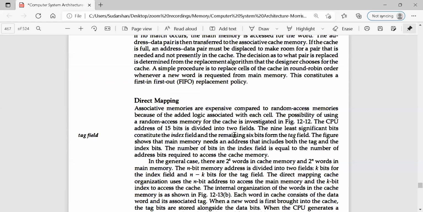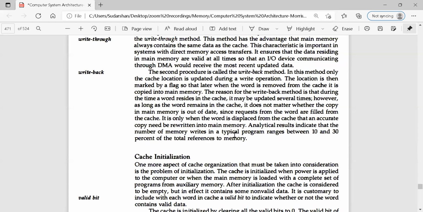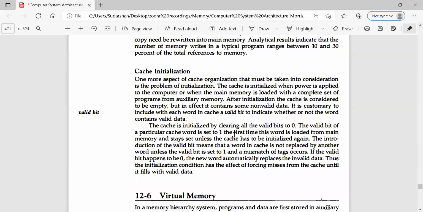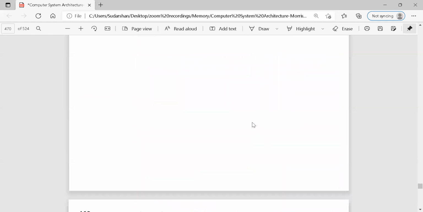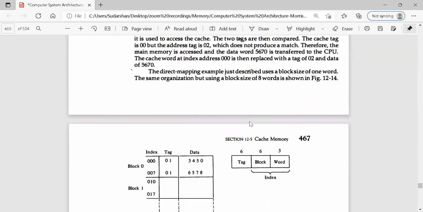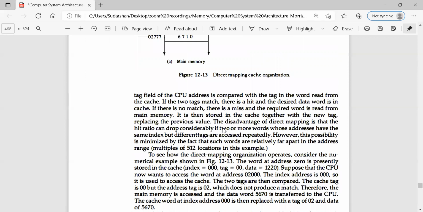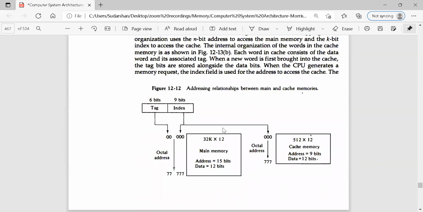Then before you perform any operation, the cache memory has to be initialized, that is, made empty. How can it be done? We can have one more bit associated with each location in cache. That is called your valid or invalid bit. It tells whether the word present in cache is valid or invalid.